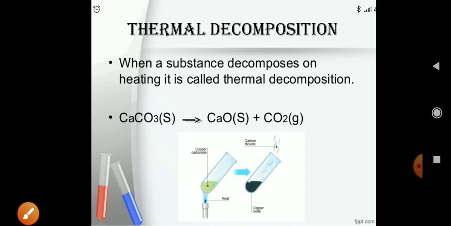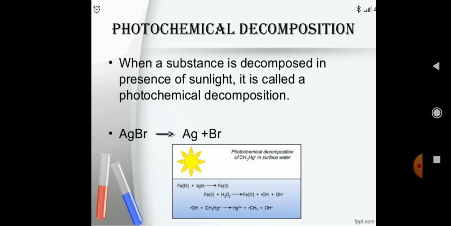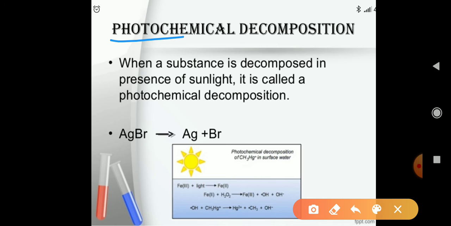Okay, then the next type of decomposition is photochemical decomposition. Now this photo means light. So when light energy is supplied and decomposition takes place, then it is called photochemical decomposition. So when a substance is decomposed in the presence of sunlight, it is called photochemical decomposition.